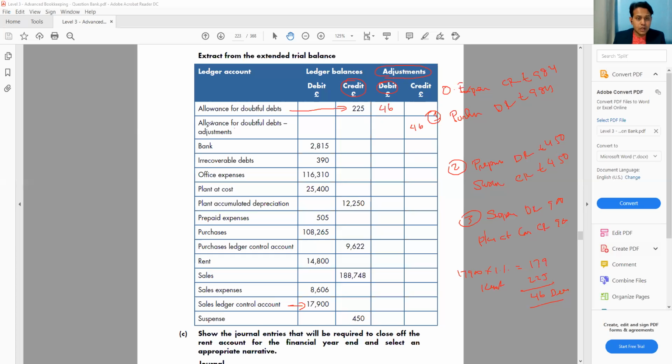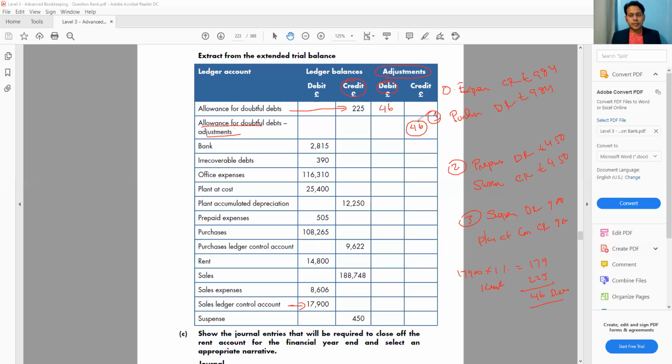On the other hand, allowance for doubtful debt adjustment will be reduced by 46, because the adjustment is always something we have to change every year based on the previous figure or based on the management estimate. Every year we have to change our allowance for doubtful debt, because sometimes it could go up, sometimes could go down. We have no idea. We have to always adjust it every year.